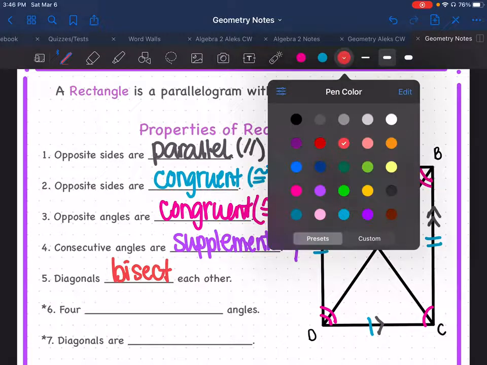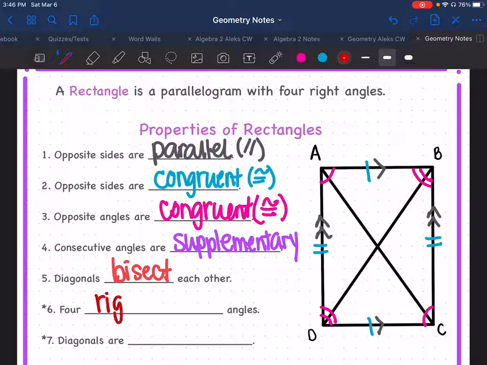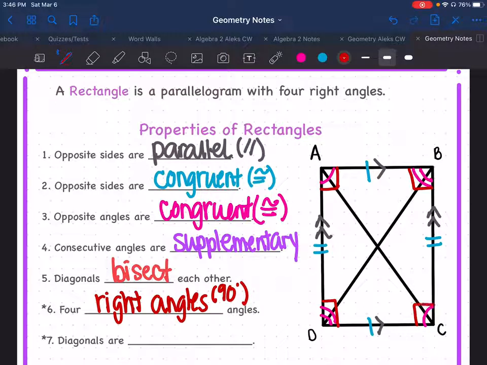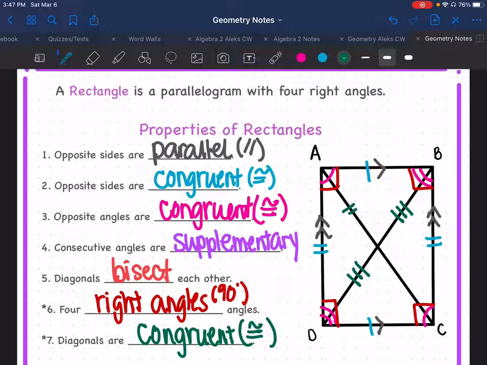I have 4 right angles, which are 90 degrees, of course. So angle A, angle B, angle D, and angle C are all 90 degrees. And my diagonals, not only do they bisect each other, but they are congruent. So 1, 2, 3, 1, 2, 3. Every little piece is the same.